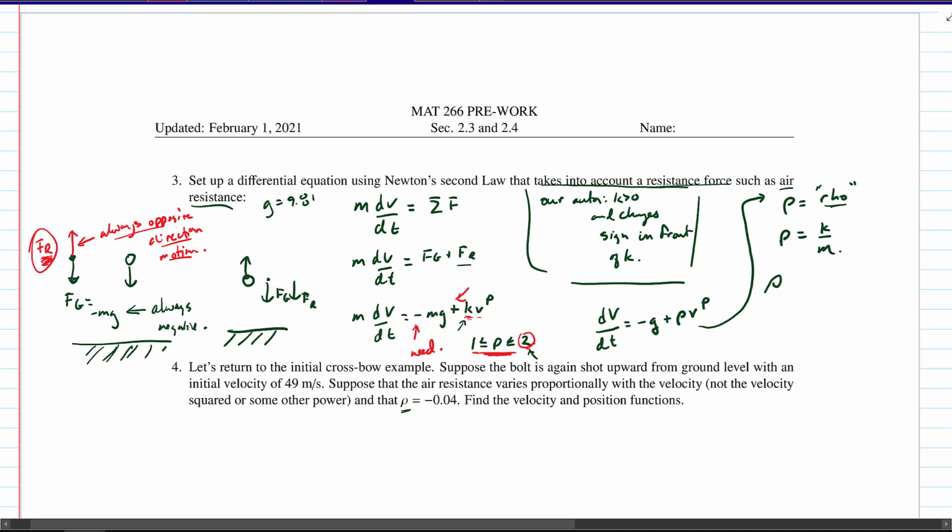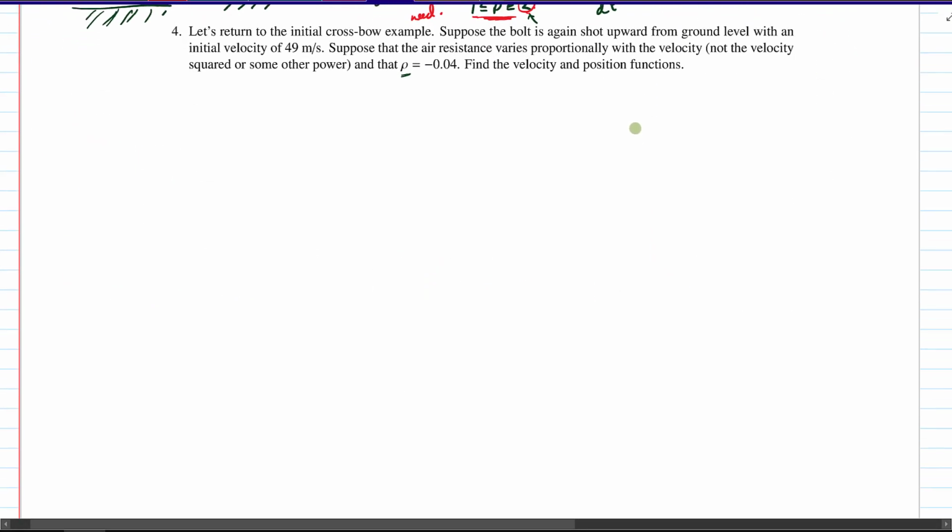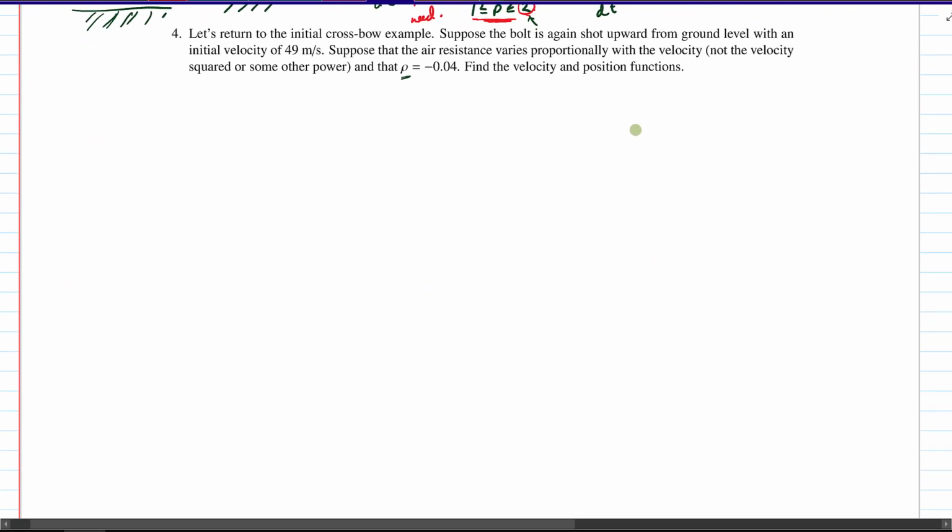So I've slightly modified the example in the textbook, and here we have our same crossbow from before. It's still being fired upwards with the same initial velocity from the same ground level, so that part hasn't changed. But now we're going to suppose the air resistance varies proportionally with the velocity. Careful there, I'm not saying the velocity squared or some other power. And that the rho component is experimentally determined to be negative 0.04.